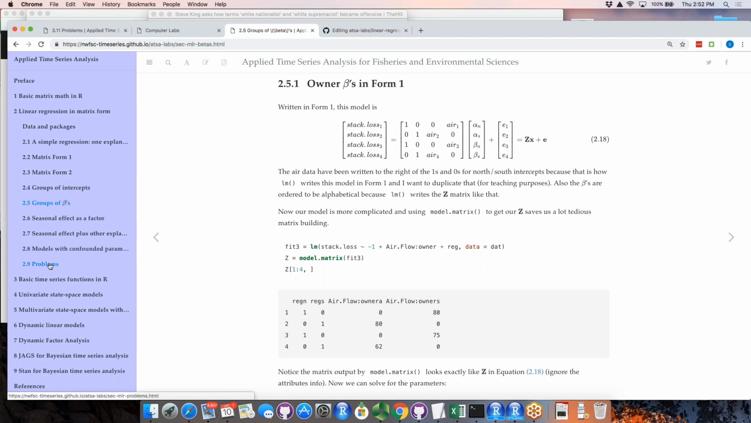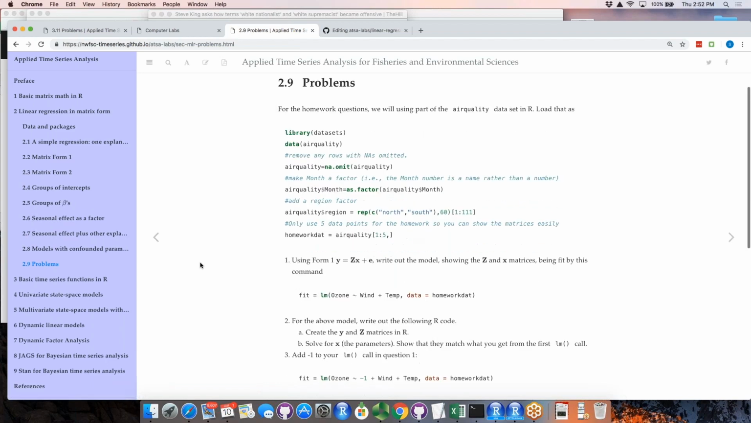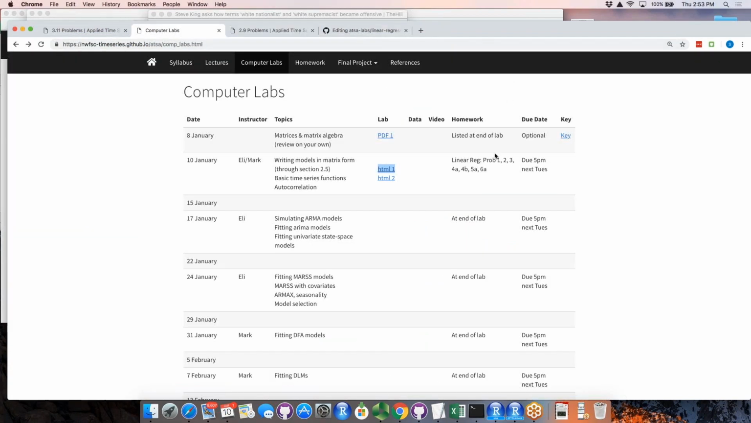And then for the homework, you'll go through these problems, but not all of them. Before you start your homework, make sure to look here and look at the ones that I've written out. I think we're going to add a few more problems of some time series functions, but we haven't completely decided. But these are the ones that you work on from the linear regression.